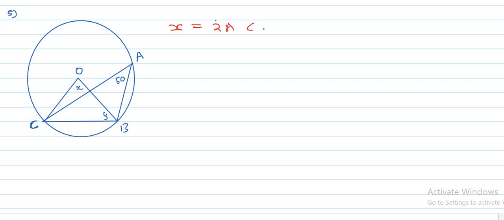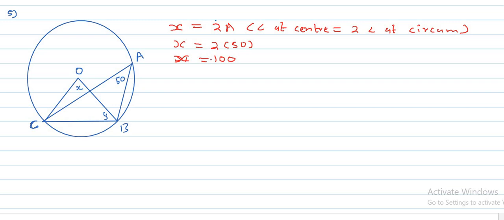x will be twice angle A. What is the reason? Angle at the center is equal to twice angle at the circumference. Therefore, x will be equal to twice angle A, which is 50. Angle x will be equal to 2 times 50. It's 100.